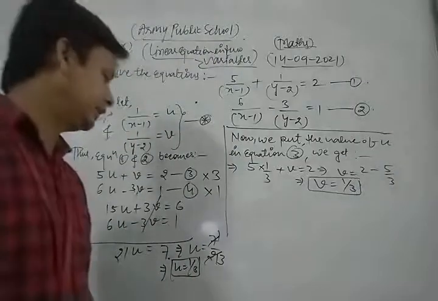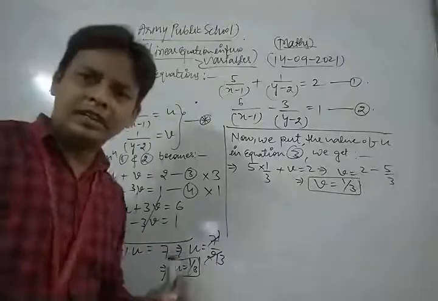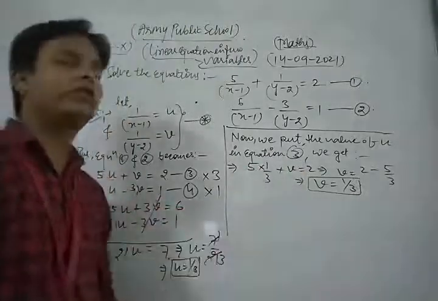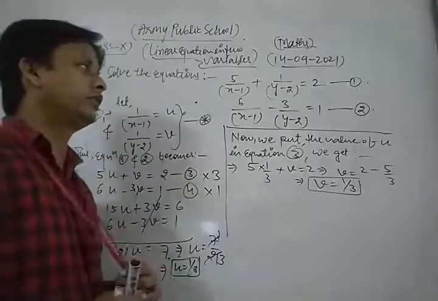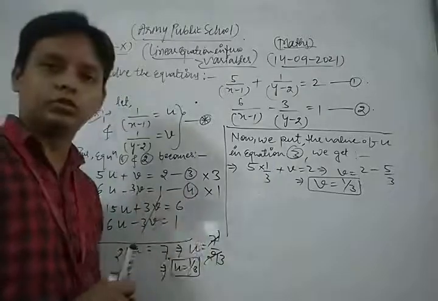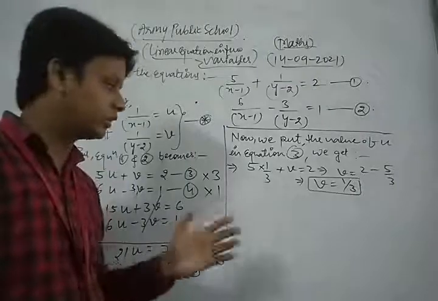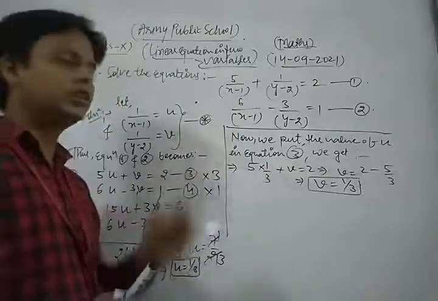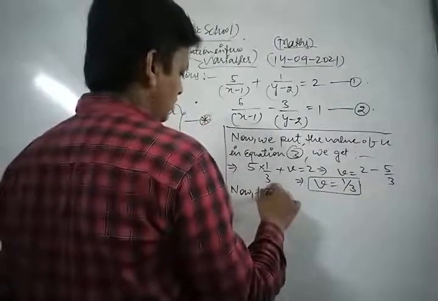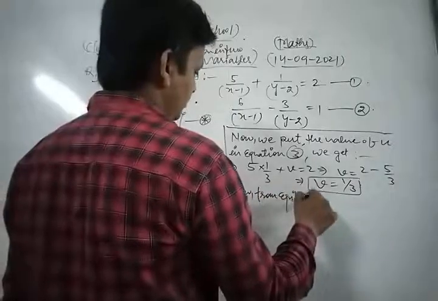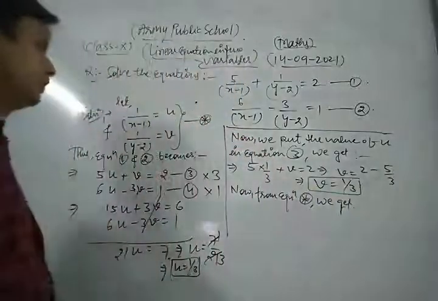And we already found the value of u is 1 upon 3. But dear students, our question is in the form of x and y. So we need to find the value of x and y. For finding the value of x and y, what do I do, dear student? We put the value of u and v in equation star.